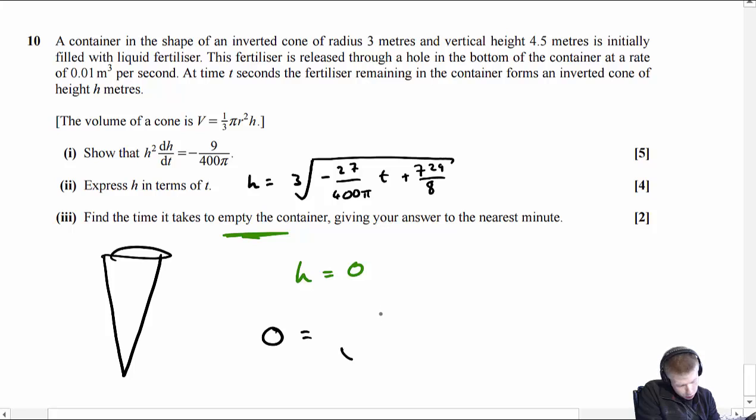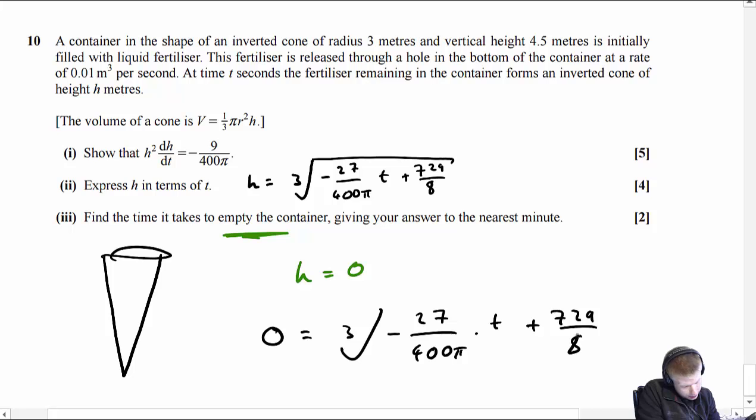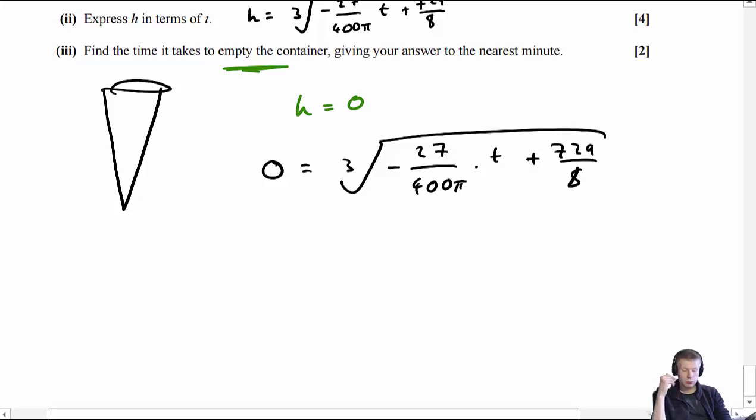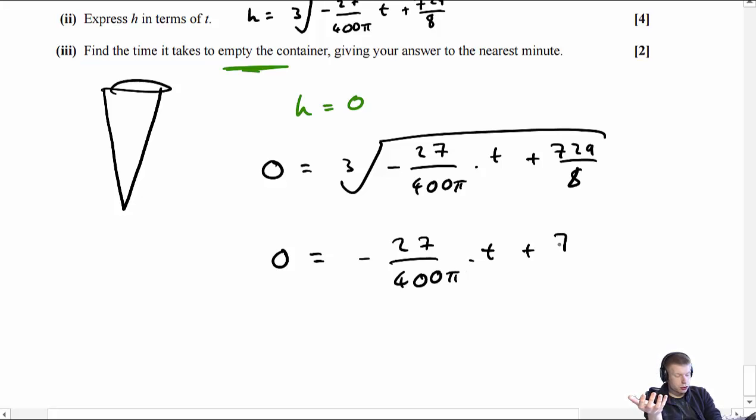So we've got 0 equals the cubed root of negative 27 over 400 pi times t, that's what we want to find, t, plus 729 over 8, cubed root, all of that. We just rearrange that to find out what t is equal to. So 0 is equal to the cubed root of all of that, so the natural thing to do is to cube both sides to get rid of that cubed root. The cubed root of 0 is just 0, so we've got 0 equal to negative 27 over 400 pi times t plus 729 over 8.